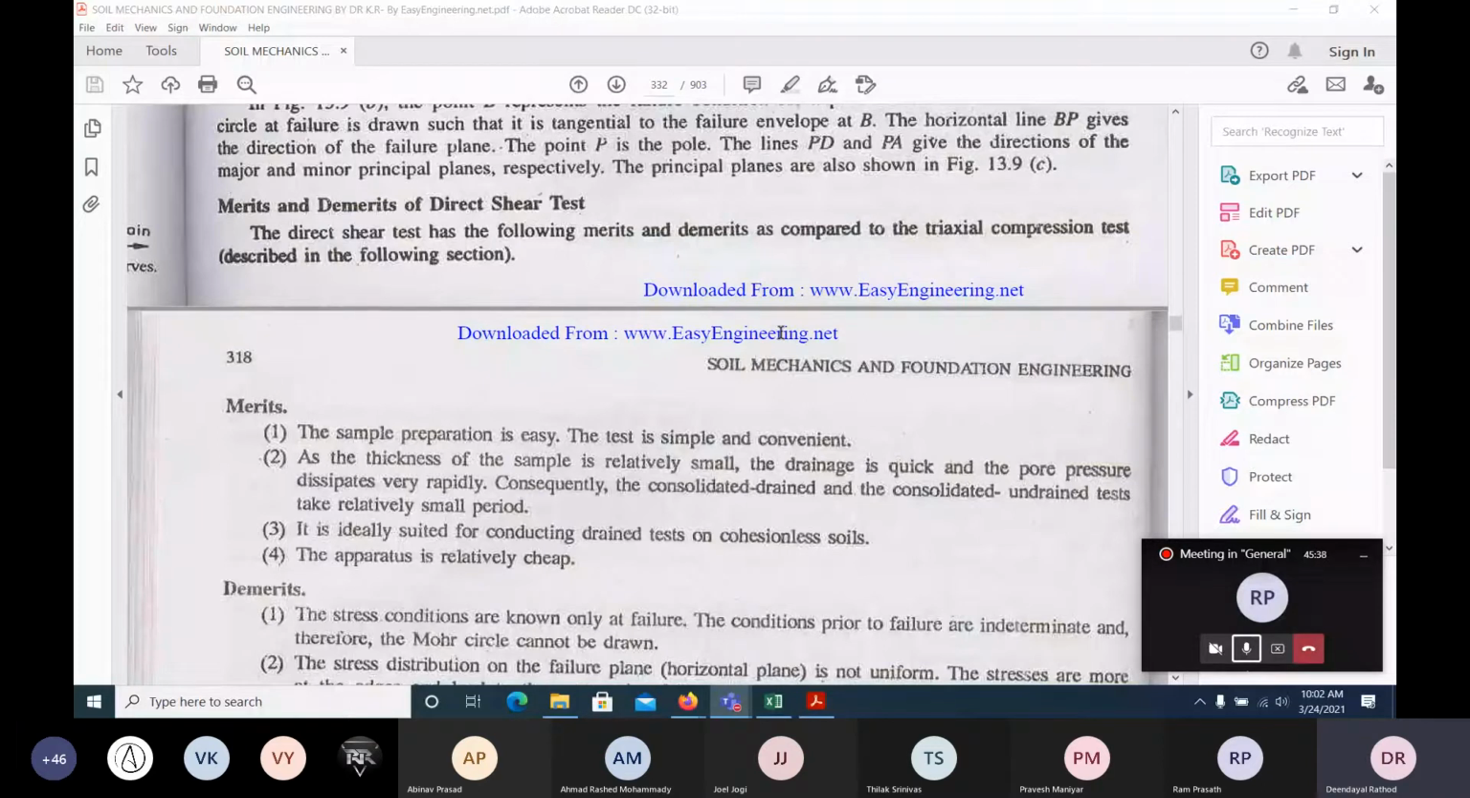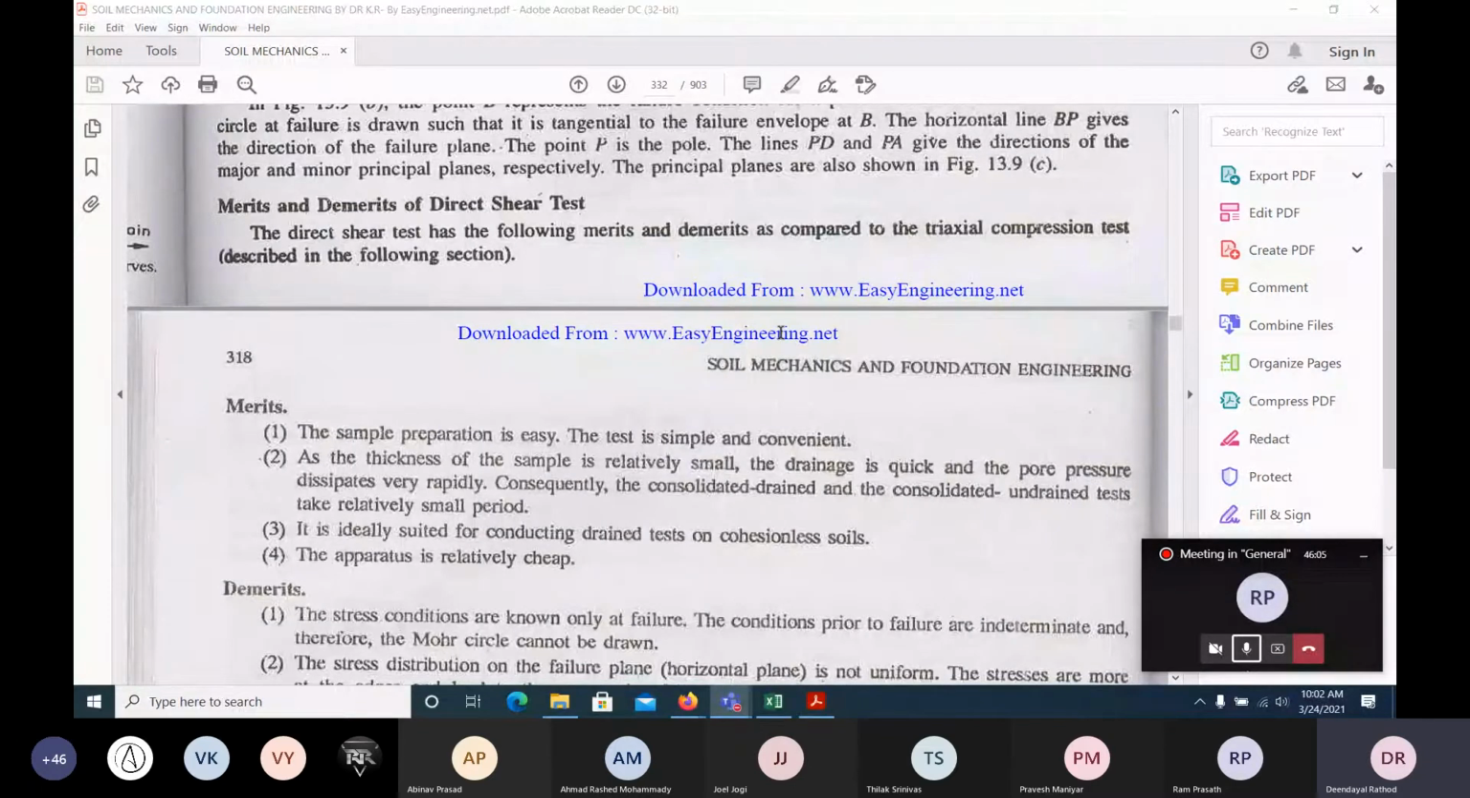Okay, the sample preparation is very easy in this case, and this test is very simple and convenient. As the thickness of the sample is relatively small, the drainage is quick and the pore pressure dissipates very rapidly. Consequently, the consolidated drained test and the consolidated undrained test take a relatively very small period compared to the triaxial test. It is ideally suited for conducting drained tests on cohesionless soil.